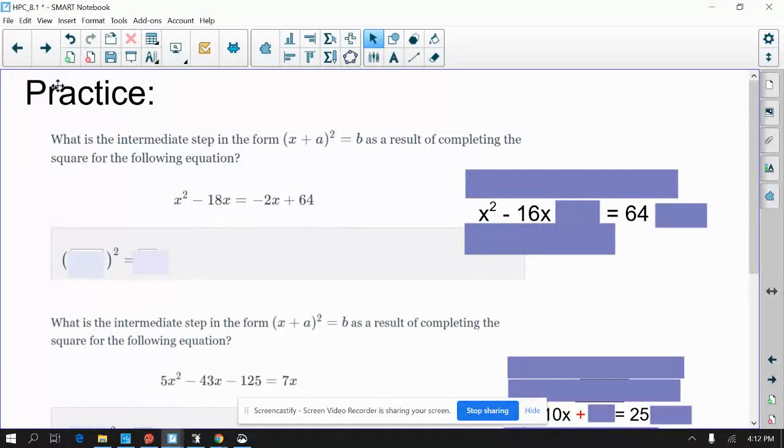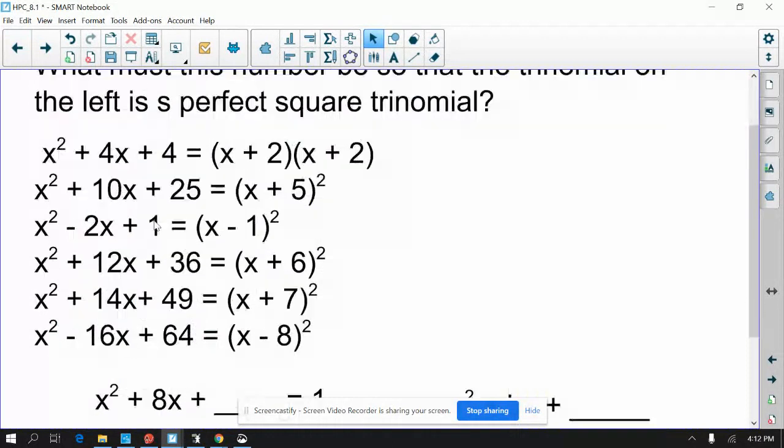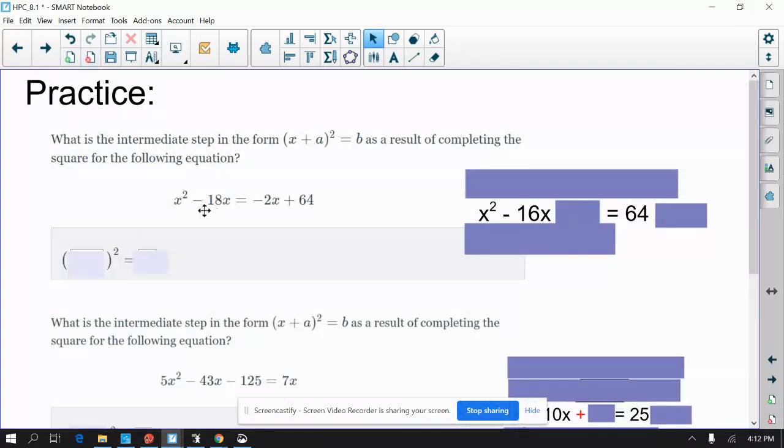Let's go back to this one. I get the x squared and the bx, I just get them on the left side, all by themselves. So I've got x squared and negative 18x, but notice I've got minus 2x here. I want all the x's on the left side, and I'm going to keep 64 on the right side. So to do that, I'm going to add 2x. And negative 18 plus 2 gives me negative 16, right? And now 64 is all by itself on the right side.